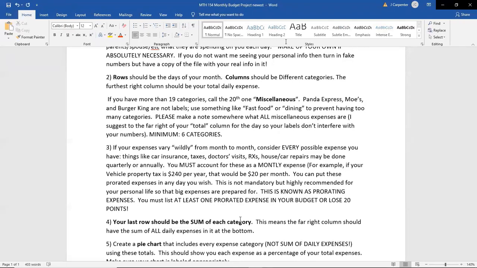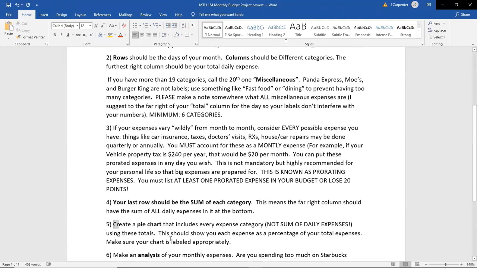And then some of these numbers might scare you a little, and that's half of the point of this. Because these small expenses that you might do every day add up. So you'll have a total column and you'll have a total row. The column would be the sum of the days. The total row would be the sum of a category.